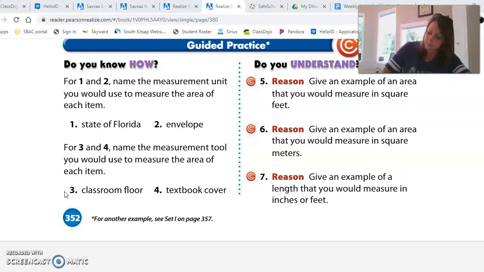Number 2, what would I measure an envelope with? Does anybody have an idea?